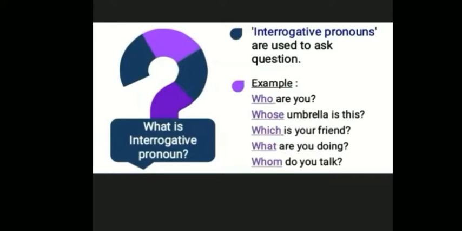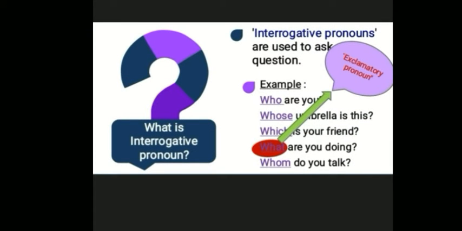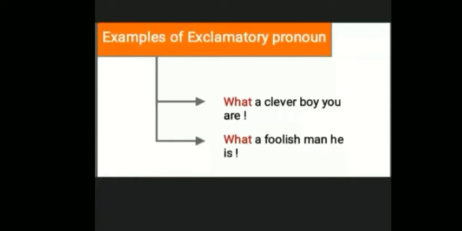Here also remember one thing, that among the interrogative pronoun, what is often used in exclamation in the sense of how great, and is also called exclamatory pronoun. Here I have given some examples. What a clever boy you are. What a foolish man he is. So they are the exclamatory pronoun.